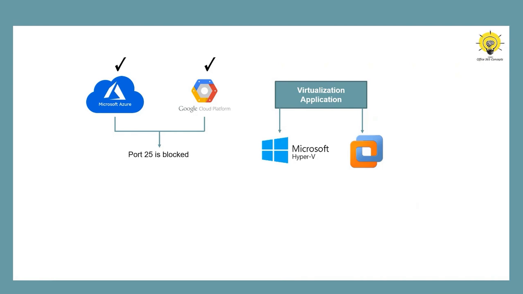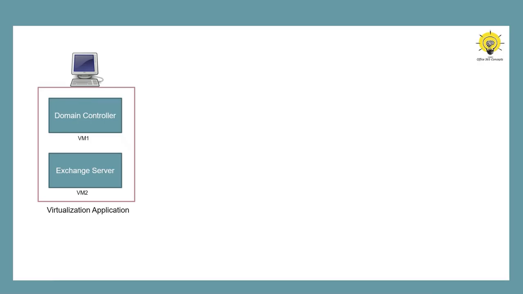And if you have a paid subscription with Azure or Google Cloud, you will get port 25 opened on all the virtual machines. Next is virtualization application. You can install a virtualization application on your own machine or a server, and set up an Exchange server environment. But here also, you need to consider a few things if you want to deploy a fully functional Exchange organization. Let's assume this is your own machine or a server where you have installed either Hyper-V or VMware, and you have two virtual machines, one for the domain controller and one for the Exchange server.